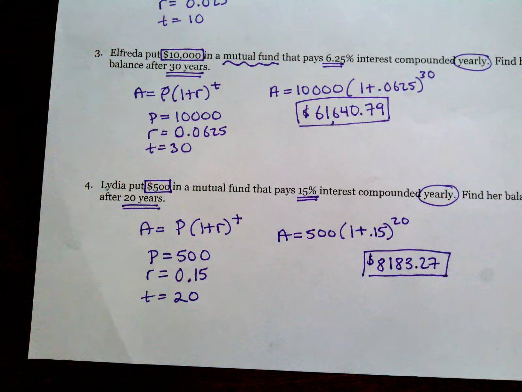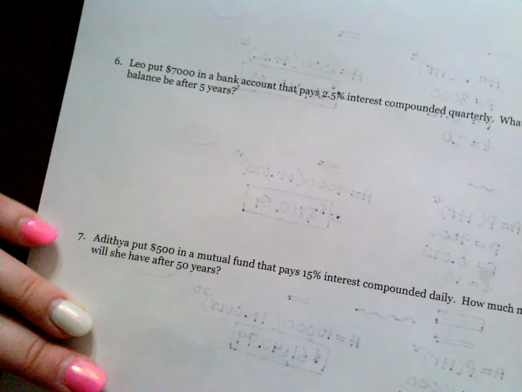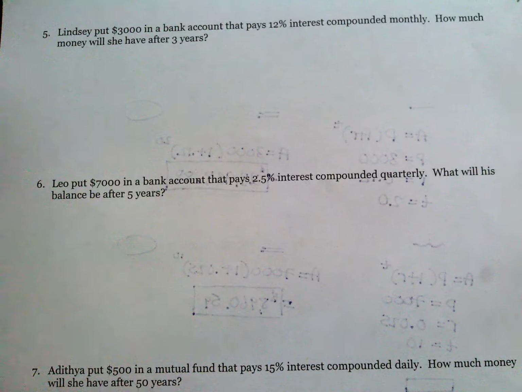Let's look at a few more. Lindsay put $3,000 into a bank that pays 12% interest compounded monthly. So now we're getting to a slightly different one. How much does she get after 3 years?